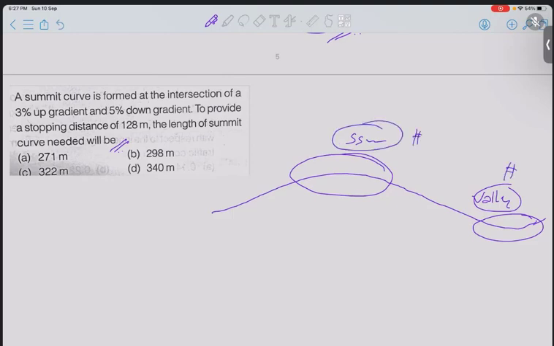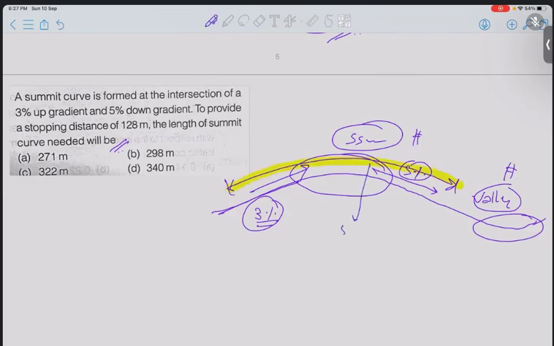Now here we are saying that the summit curve is formed by a road that is 3% in gradient going upwards and 5% in gradient going downwards. And the stopping sight distance that one needs to stop before any collision on this road, they have given us as 128 meters. And they are asking what length we should have for this summit curve so that we can achieve this particular stopping sight distance. Okay, so now we'll remove this.